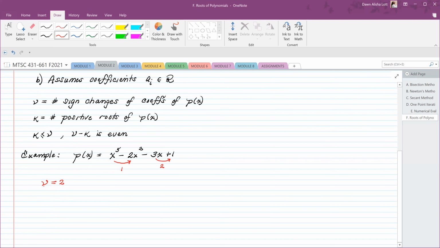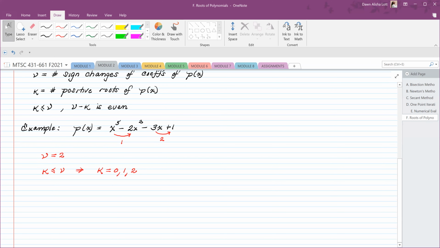Now we know kappa is less than or equal to nu. So that implies that kappa can be 0, 1, or 2. But nu minus kappa is even. So that implies that kappa is either equal to 0 or 2. Okay, so that's the number of possible positive real roots.